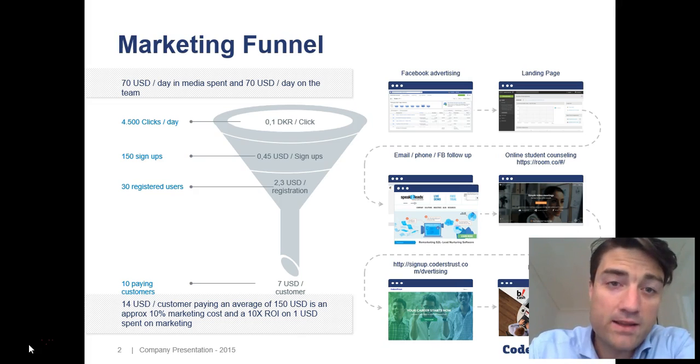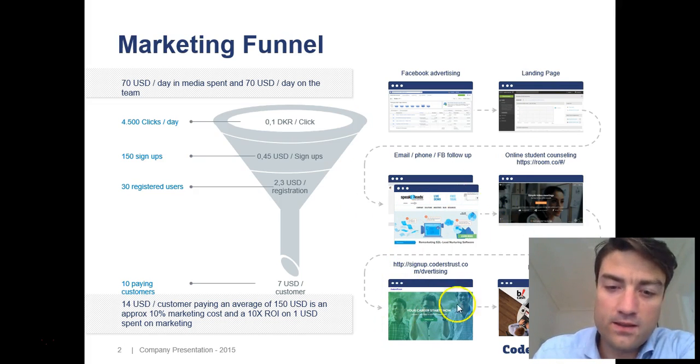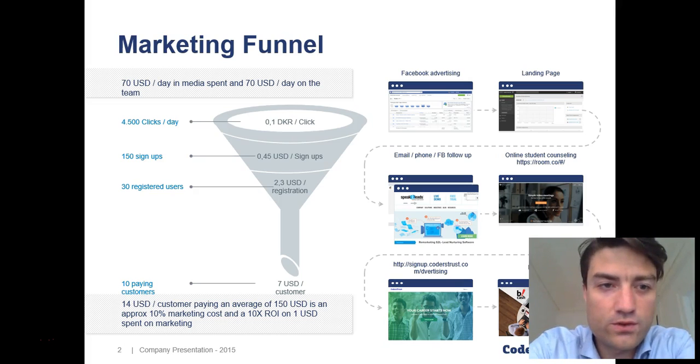So first of all, it's the marketing funnel, and as you can see on this slide, we have the process where we're acquiring the students at the moment with Facebook advertising, and then they go to a landing page. Then we do a lot of follow-up. We have a student counseling session, and then down here they sign up, where we take all their information, and at the end of the day they do the payment. So this is currently the marketing flow, besides the local student seminars that are happening at the universities.